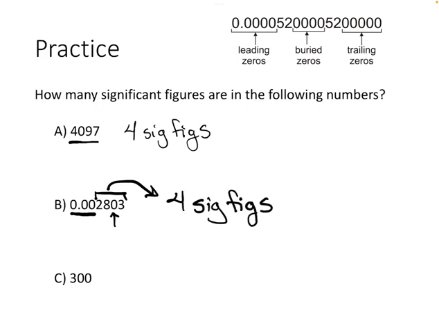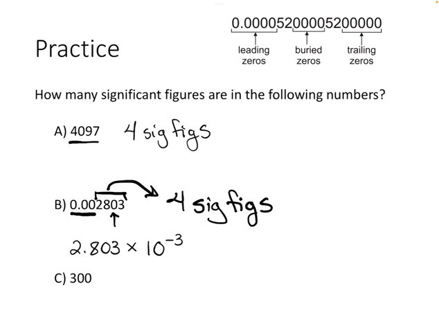And remember, you could even rewrite this value in scientific notation to express that those are the 4 significant digits. So this one would look like 2.803 times 10 to the negative third. Writing this in scientific notation tells us that the 2, 8, 0, and 3 are significant.